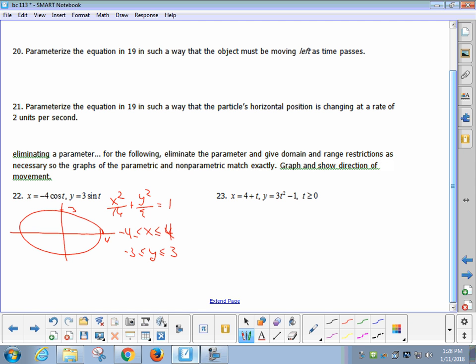The direction of movement: there are at least two ways to do it. One is to do successive points. For example, at time 0, what is the position? -4, 0. At some nice time close to it, pi over 2, where is it? 0, 3. The direction implied is clockwise. Now, just because it's calculus and it's more fun, let's also do this in a calculus way. Say I looked at this point here, at time 0. What's dy/dt?